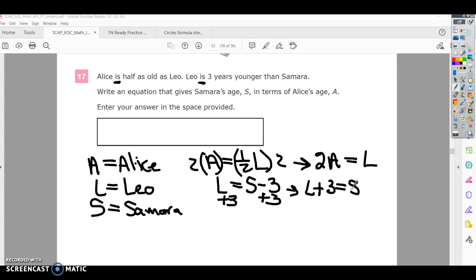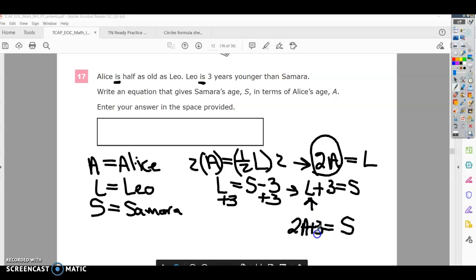Now we're looking for Samara's age in terms of Alice's age. So what we need to do is take the 2A and substitute it in for L, because L equals 2A. So S equals 2A plus 3. All right, let's make sure we did it. Write an equation that gives Samara's age S in terms of Alice's age A. S equals 2A plus 3, so that's it. S equals 2A plus 3.